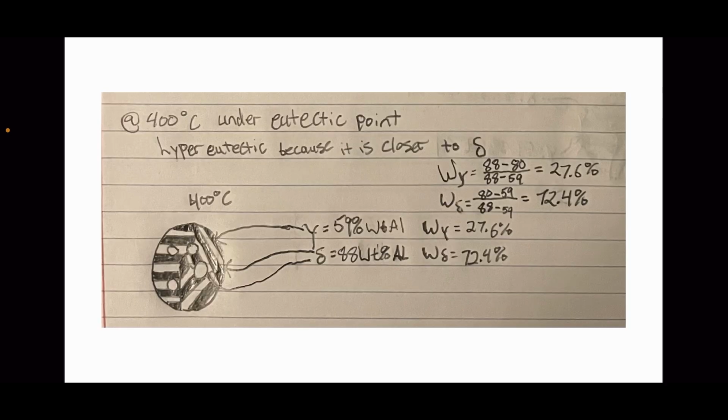At 400 degrees Celsius, we are under what we previously talked about, which was the eutectic point. But because we are to the right of that and closer to delta, this will be known as hypereutectic because delta will take up more space within the microstructure. And we can see that when we calculate the percentage of each solid within the microstructure, gamma takes up only 27.6% and delta takes up 72.4%. And the microstructure is there below.